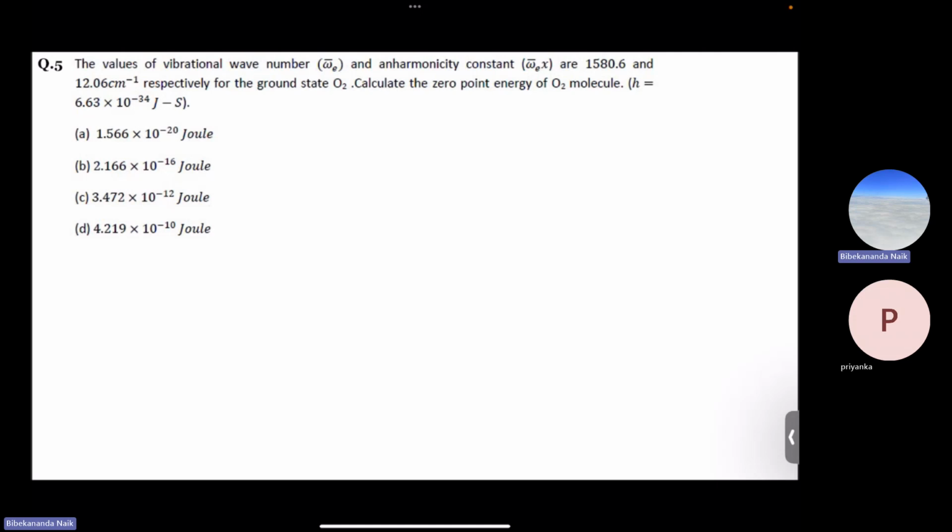The options are option A, 1.566 into 10 to the power minus 20 joule. Option B, 2.166 into 10 to the power minus 16 joule. Option C, 3.472 into 10 to the power minus 12 joule. And option D, 4.219 into 10 to the power minus 10 joule. So these are the four options. I'll give you a few minutes to try this question.